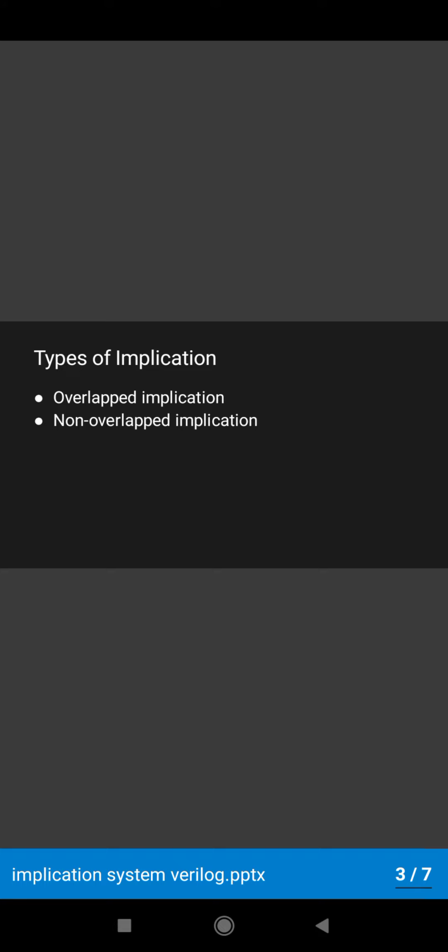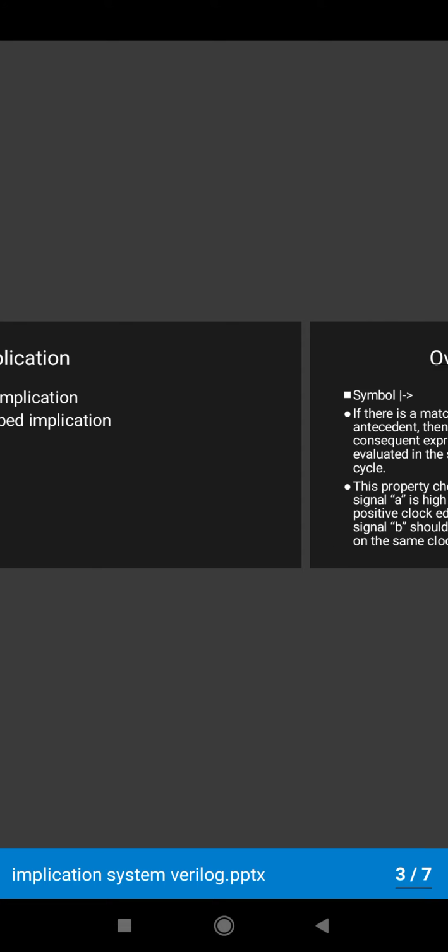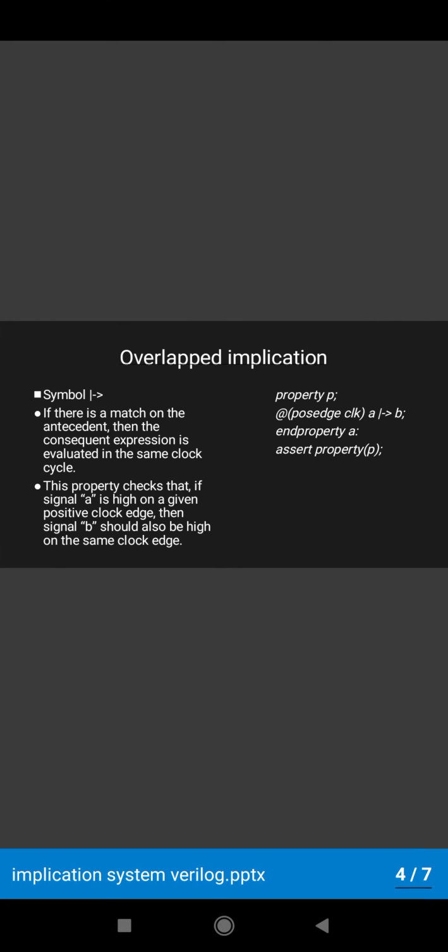So there are basically two types of implication: overlapped implication and non-overlapped implication. We will be taking a closer look at both of them in the upcoming slides. On the right hand side there is a property P. The overlapped implication is denoted by this symbol. This is the symbol that denotes the overlapped implication.